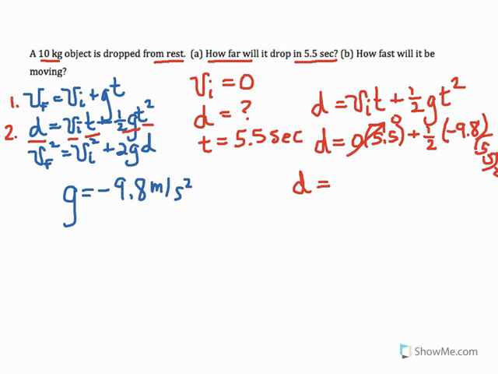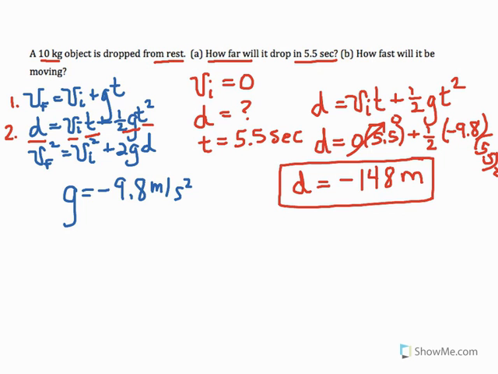Now I'm going to plug into my calculator 1/2 times negative 9.8 times 5.5 squared. Make sure you try this so that you're getting the same answers. And I get negative 148 meters. The negative sign simply tells me that I'm traveling a distance below where I start. Remember, the negative sign just gives us the direction. So I have found how far we fall.